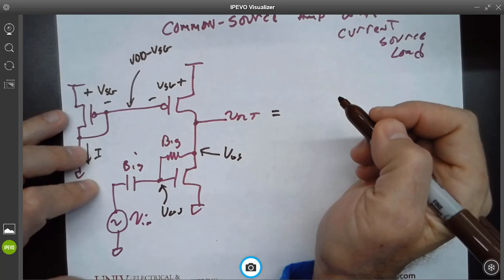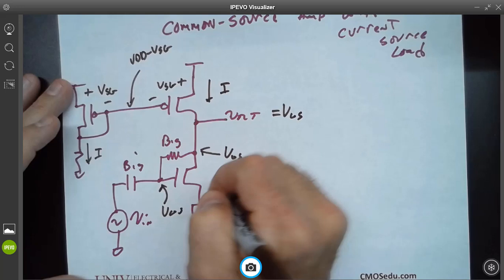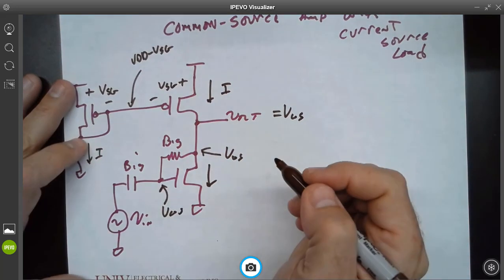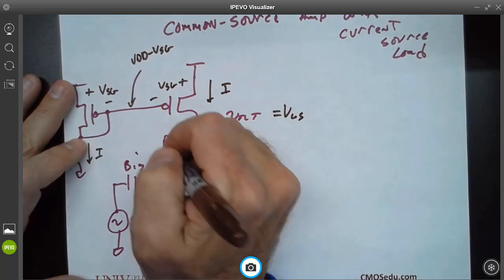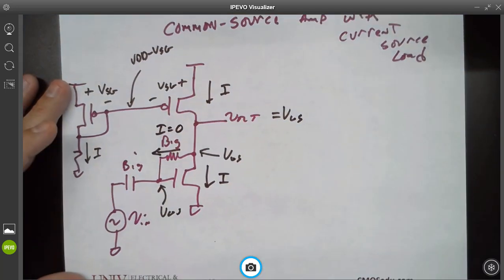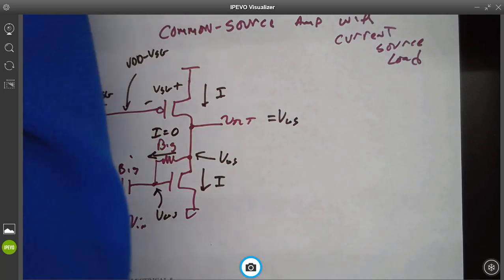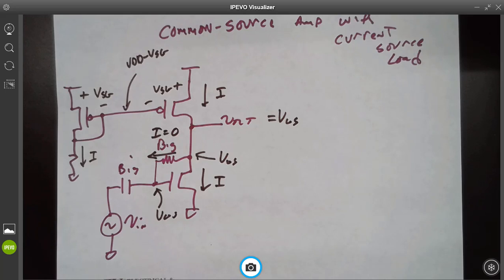What's the DC value here? This current's I. What's this current? Should be I. How much current flows in this one? Very little. That's the DC. Any questions about that? Okay, I got a question. Explain in simple terms why I put the big resistor between the gate and the drain of the NMOS.